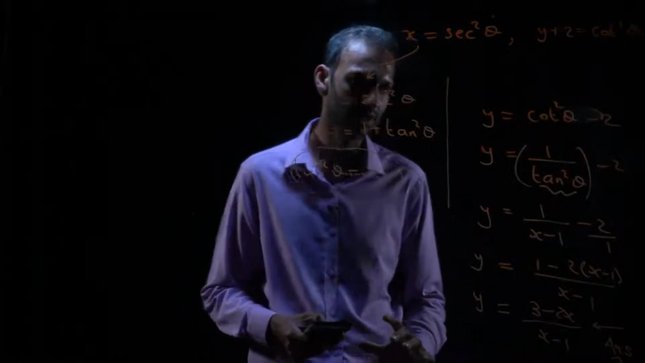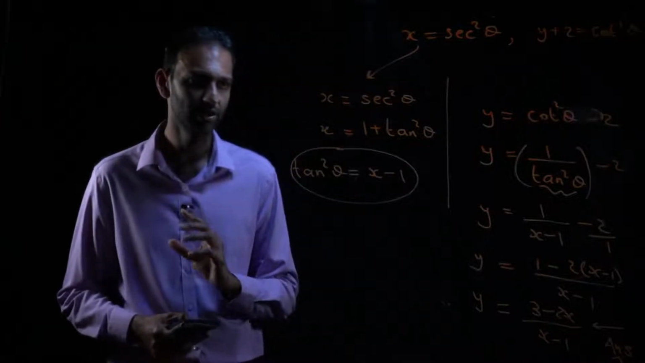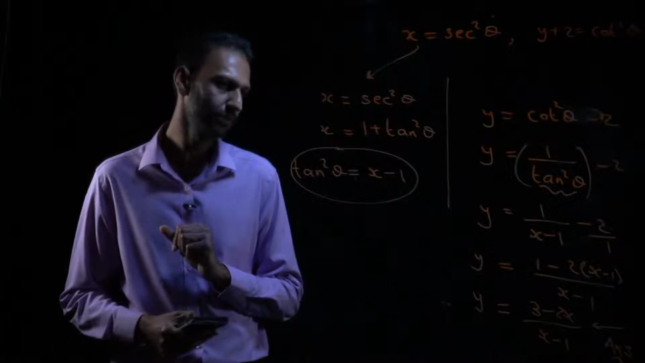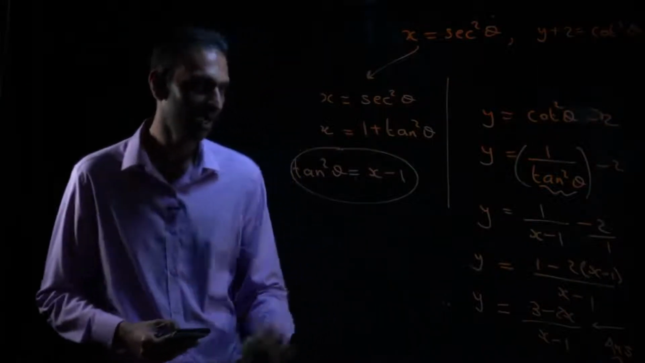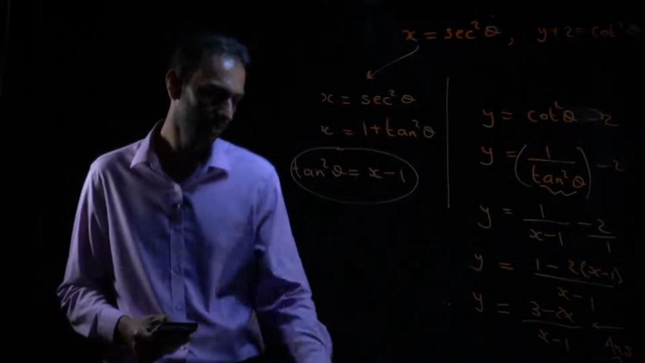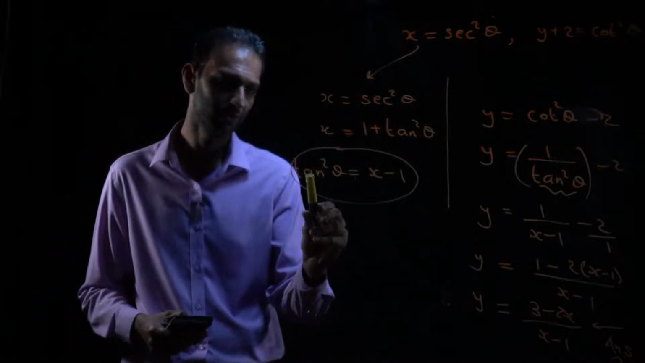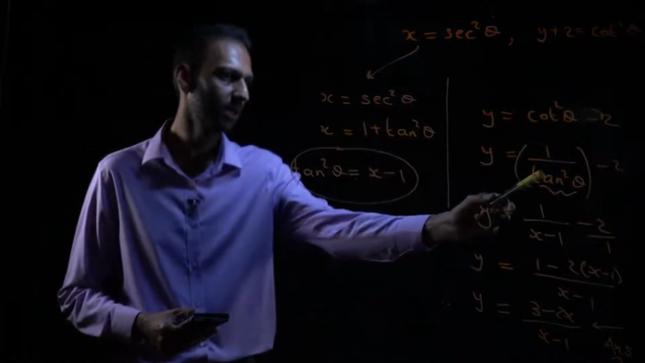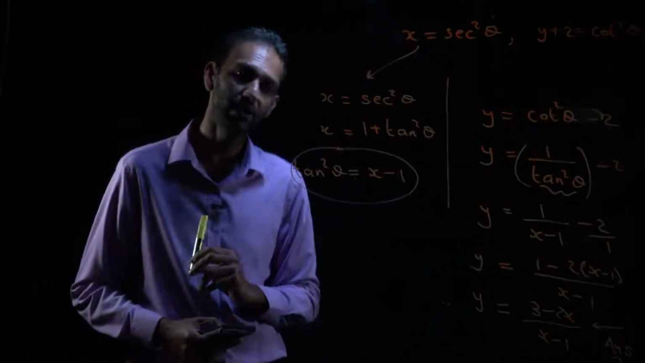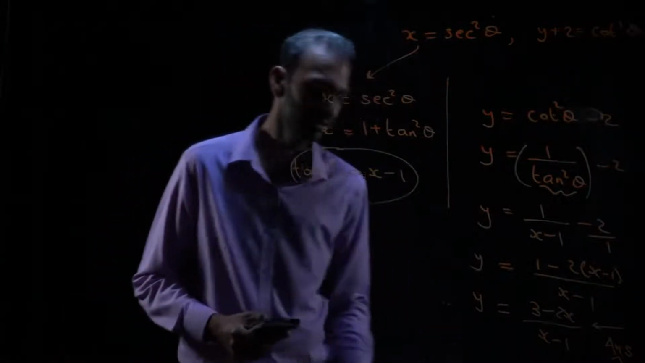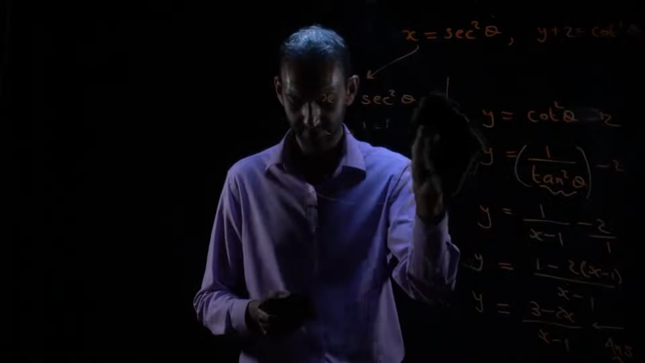The first two questions are basically related to trigonometry, where we've made use of the identity x is equal to 1 plus tan squared theta. We've made tan squared theta the subject of formula, which is x minus 1. And then we have replaced it in the equation for y. Let us now proceed to the third question.